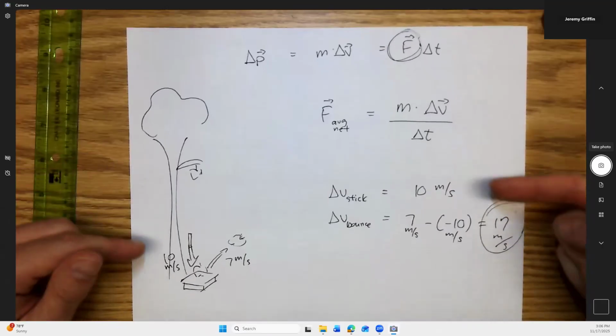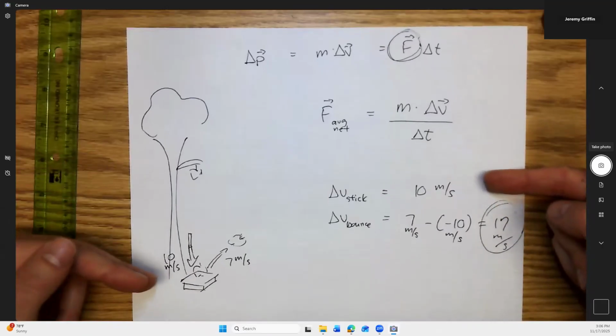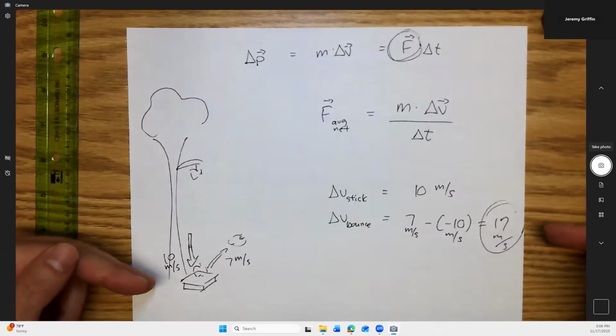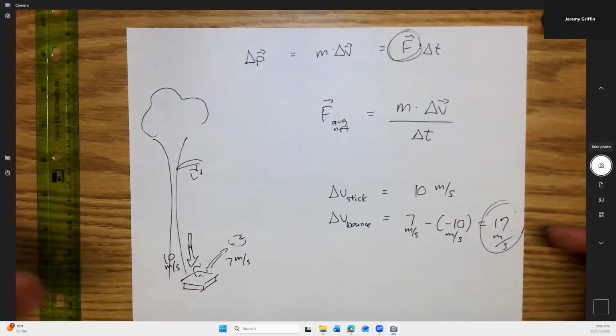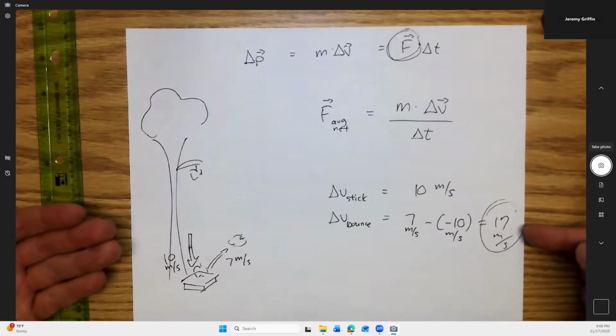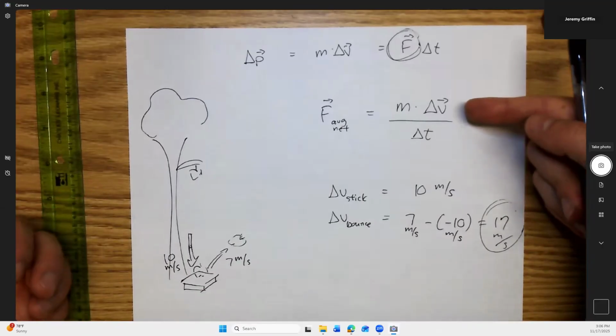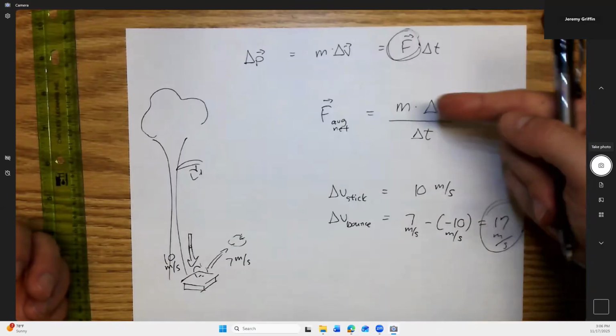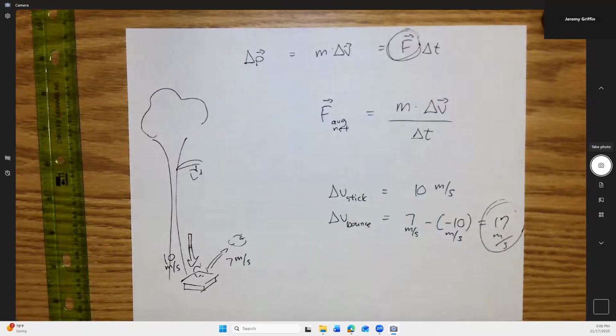Right? So the delta V of sticking could be some value like 10. The delta V of bouncing could be up to twice as much. It might be this right here. It's fairly elastic, right? So if you're pumping up that delta V right there, that could be a greater force. In fact, it might be up to twice the force, couldn't it? Yeah, up to twice the force. There you go.